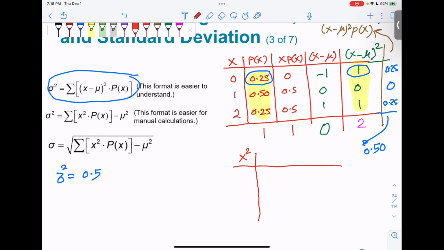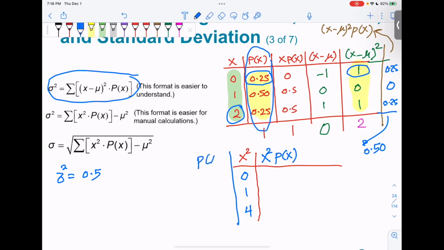So x squared, just square those values. The first one will be 0. The second one will be 1. And then the next one will be 4, right? Which is 2 squared. Okay. And then now, what we're going to do is x squared times probability of x. Probability of x, which is this. So let's just bring them down. Probability of x equals 0.25, 0.50, and then 0.25.